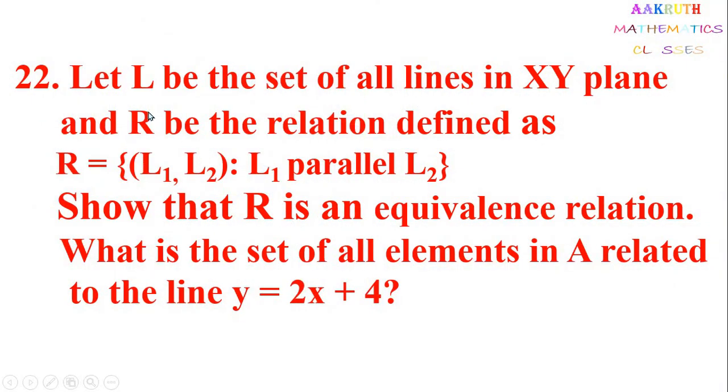So next question, let L be the set of all lines in the XY plane and R be the relation defined as R equal to the set of all (L1, L2) such that L1 is parallel to L2. So that R is an equivalence relation. What is the set of all elements in A related to the line y equal to 2x plus 4? Now here also we have to prove that this relation, parallel, is an equivalence relation.